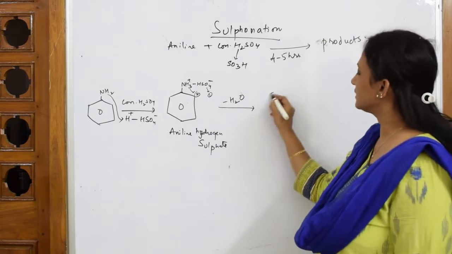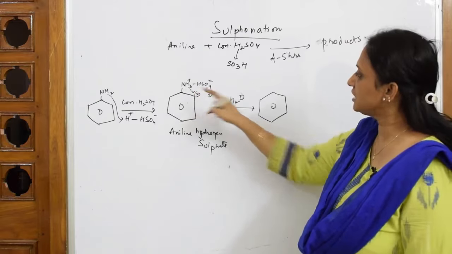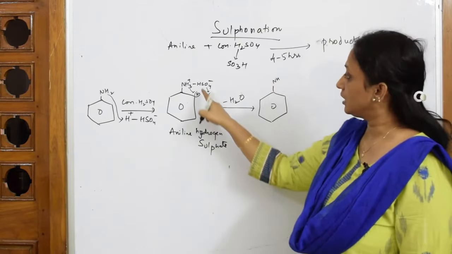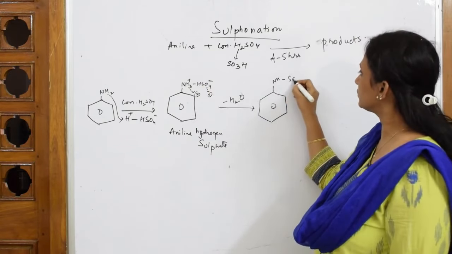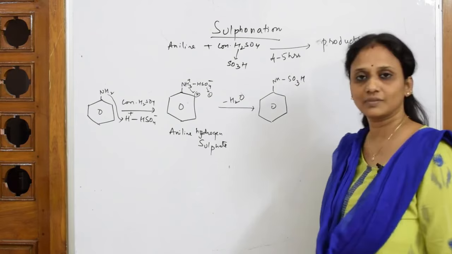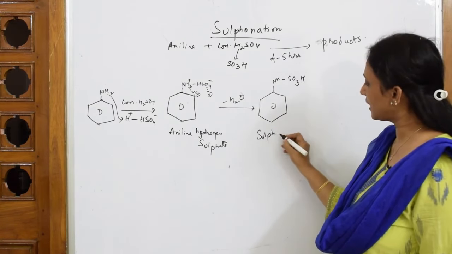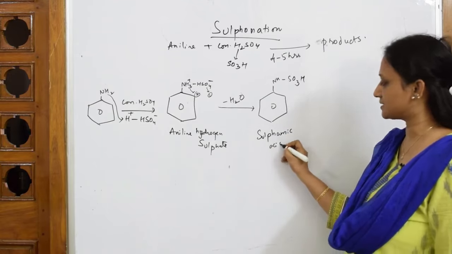What do I get then? I get a compound which is like this. NH3 has lost 2 hydrogens, so it's going to become NH. SO4 has lost 1 oxygen, so this is going to become SO3H. Now this compound is called sulfamic acid. Remember this, sulfamic acid.